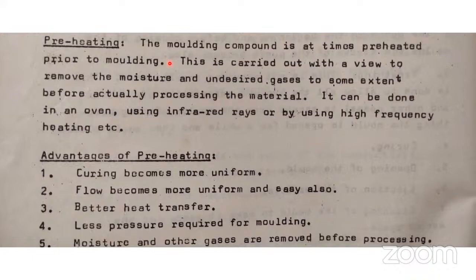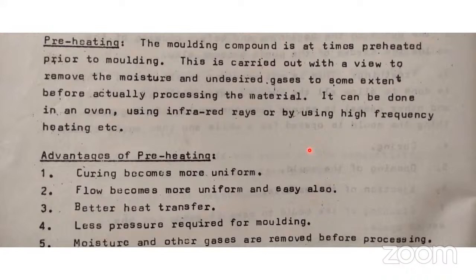the material. Now, this is carried out maybe in the oven to remove the moisture, whatever gases are present in the powder, and it can be done in an oven using infrared rays or by using high frequency heating. Therefore, preheating is essential in a thermoset to remove the moisture, to remove the gases, and we are getting a lot of advantages of preheating.